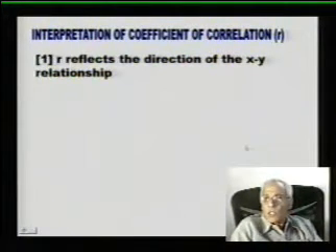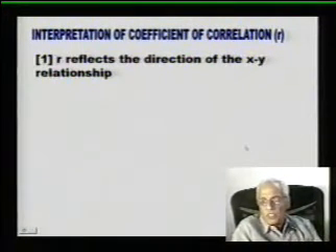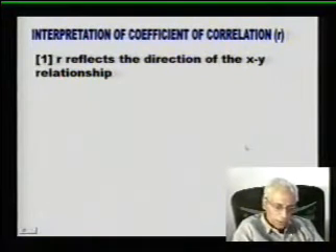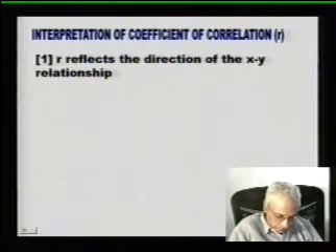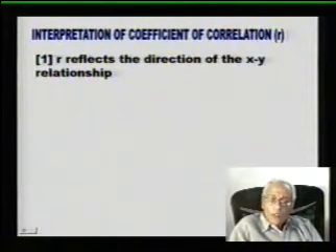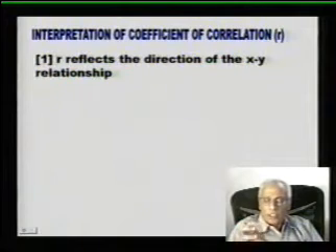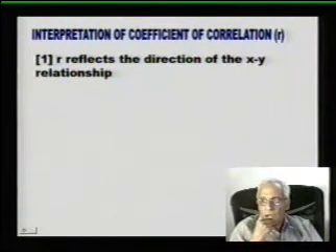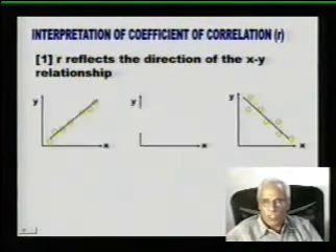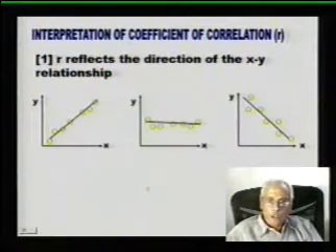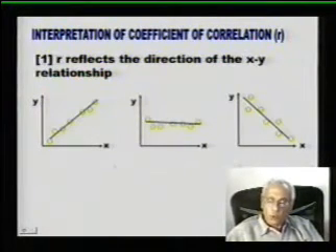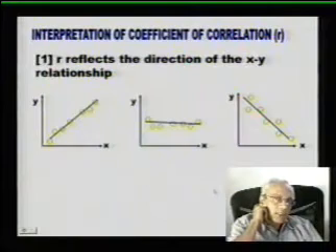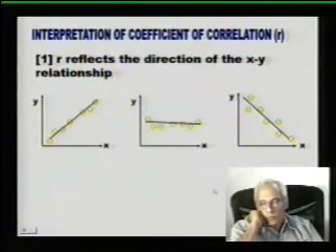This leads us to some of the features of the coefficient of correlation that we have to understand before we go further with the analysis. First of all, we have to understand, as we did already, that R reflects the direction of the XY relationship. As soon as we see the relationship, we see the trend, whether it is positive or negative or no, we know that our value will follow. Okay?